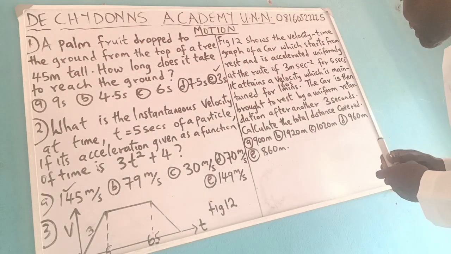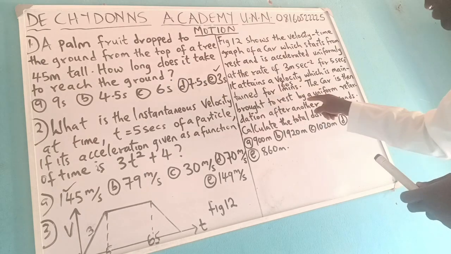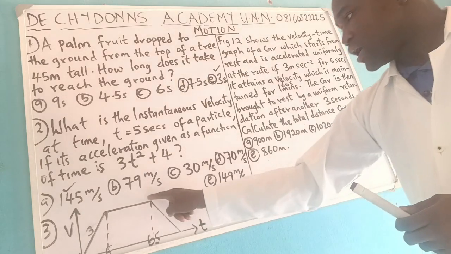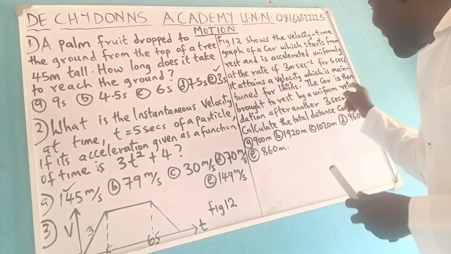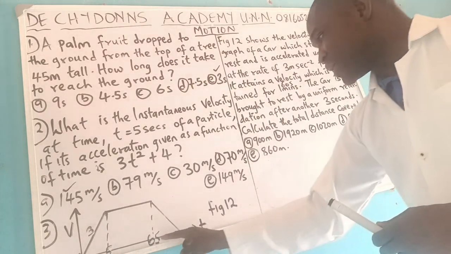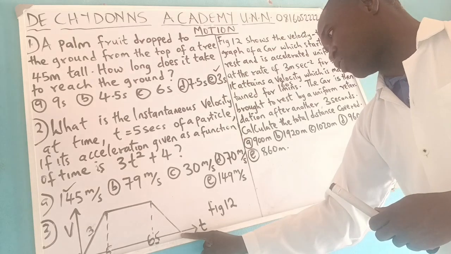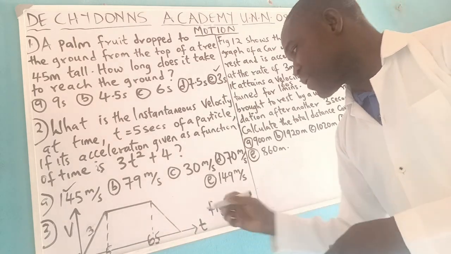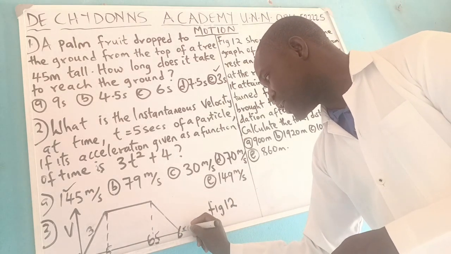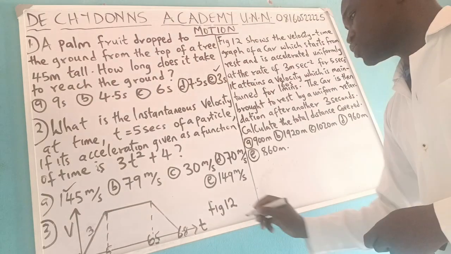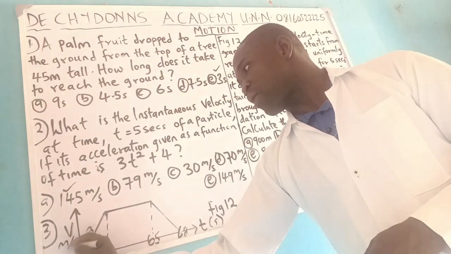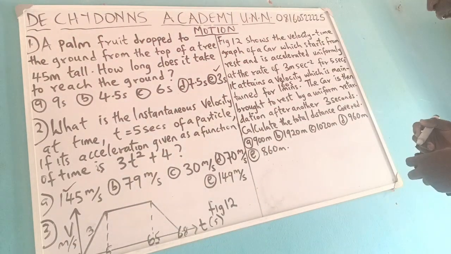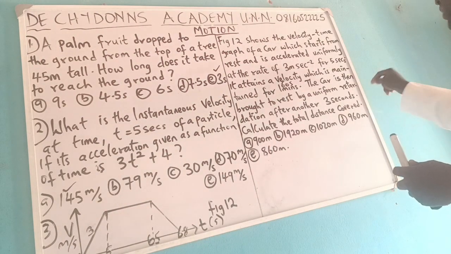Then we now say again, the car is then brought to rest by a uniform retardation. It is brought to zero after another 3 seconds. So it means that from 65 to here is 3 seconds. So 65 plus 3 will be giving me 68. The unit of this is seconds, and the unit of this is meter per second. And so they said, calculate the total distance covered.